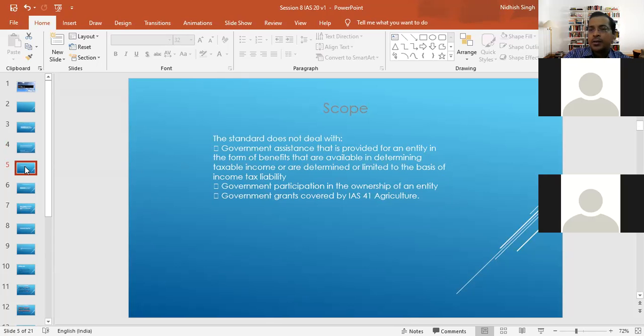And I believe there are some other sections like IAS 39, IFRS 9, whereby the government's investment is through financial instruments. Those will also be outside the scope of IAS 20.